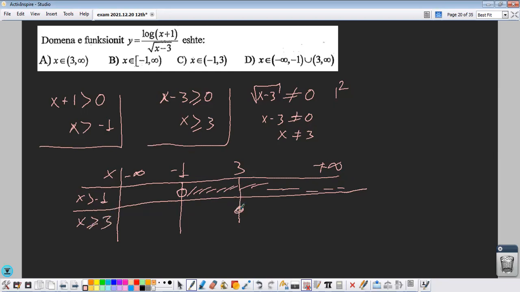And case 2, x is bigger than or equal to 3. In here, for this case, you can include 3. But the last condition says that 3 cannot be included. So the part chosen in both is x element from 3 to plus infinity. We could include 3, but the last case says do not include 3, so from 3 to plus infinity.